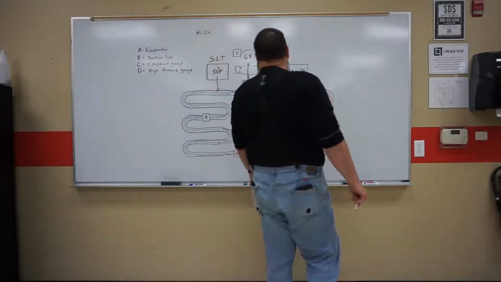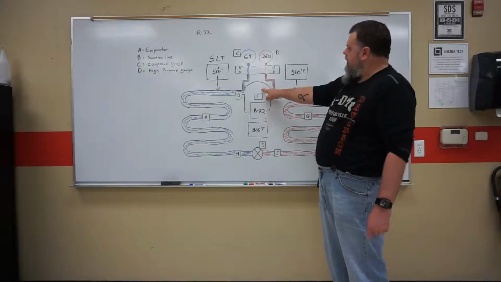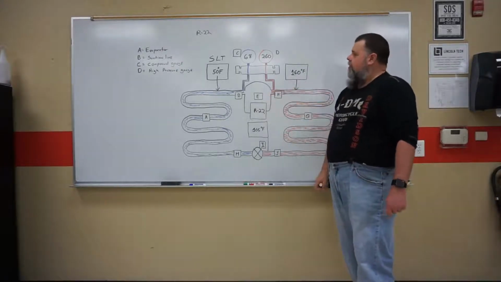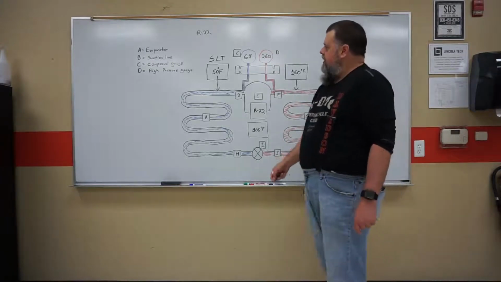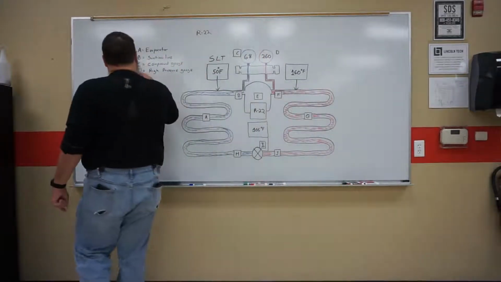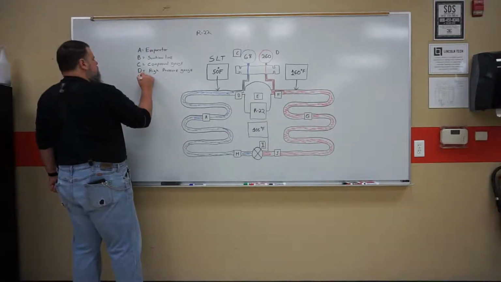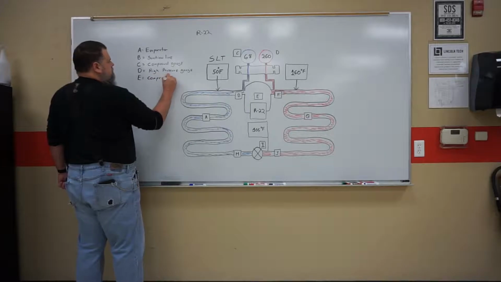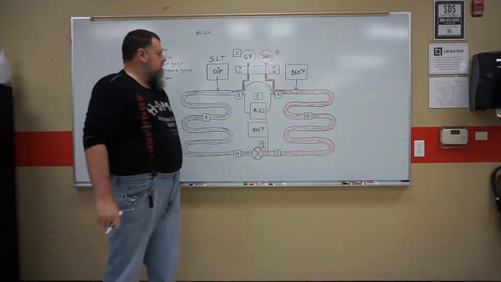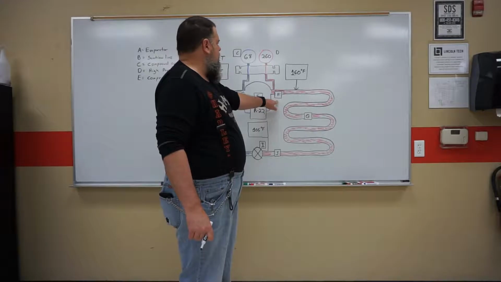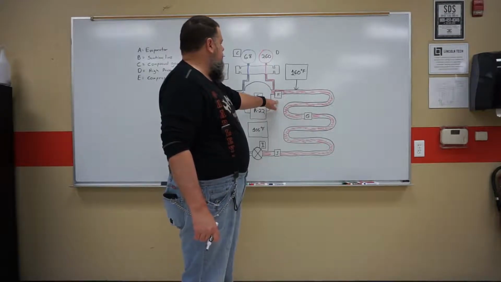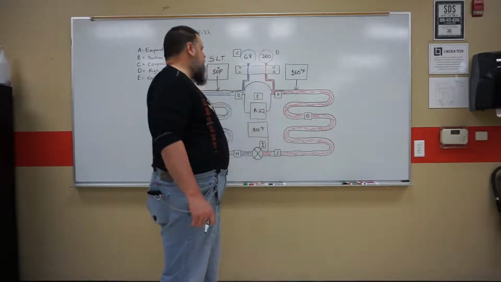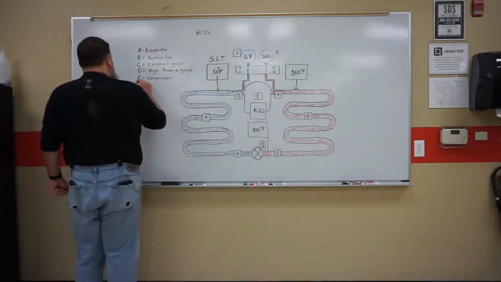We come down here, we got E now. E is going to be our compressor. In the refrigeration cycle, the compressor is actually the heart of the system. F is going to be our discharge line. Discharge line comes out of the compressor and goes to the condenser. So F will be discharge line.